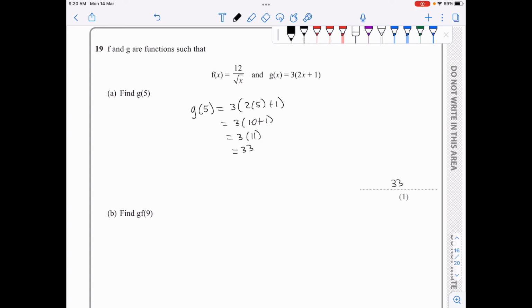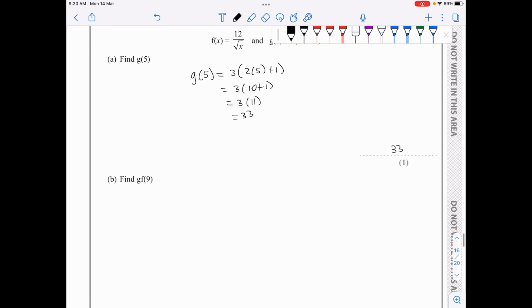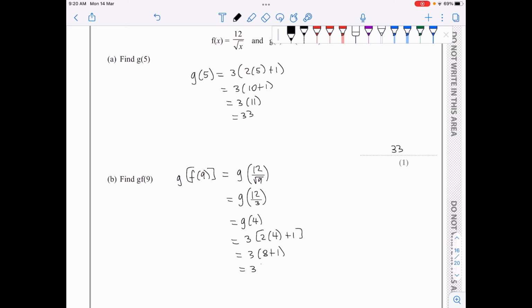And g of f of 9 is a composite. I will do first f of 9 and then put that into g. This is g of 12 over root 9. Now root of 9 is 3, so this is g of 12 over 3, which is g of 4. And then I go into g, and it's 3 times 2 times 4 plus 1, which is 3 times 8 plus 1, which is 3 times 9, which is 27.